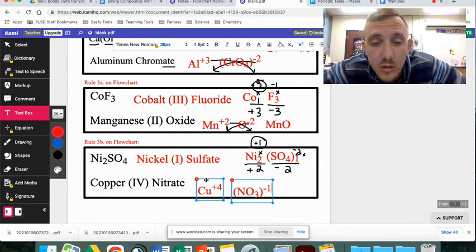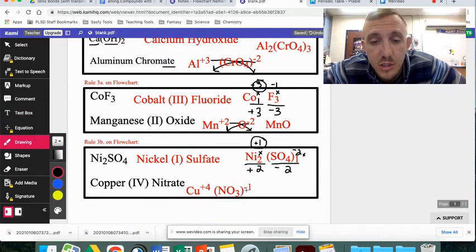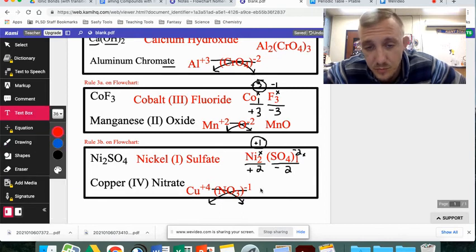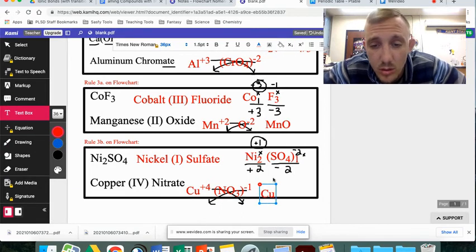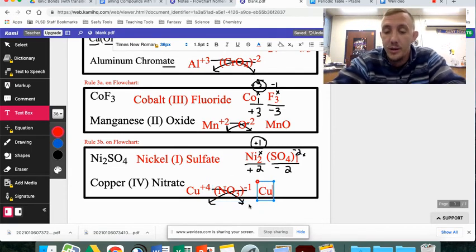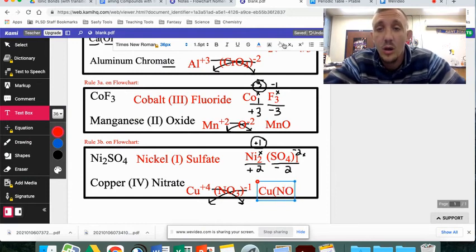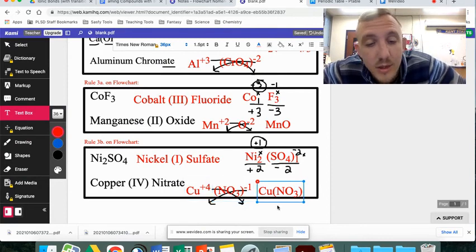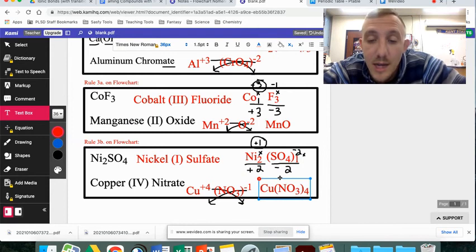I'm going to move these over just so I have some space to write. I'm going to switch my charges. My -1 drops here. My +4 drops here. So what this actually becomes is Cu, and then it would be Cu1, but I don't have to write 1. Then it's going to be NO3, and that 4 is going to drop outside the parentheses. So it's going to be Cu(NO3)4. This is going to be copper(IV) nitrate.